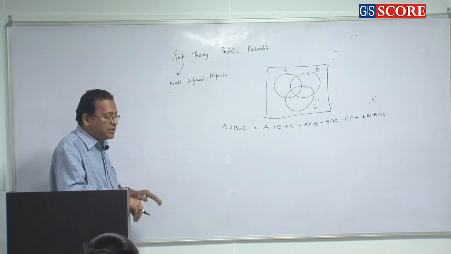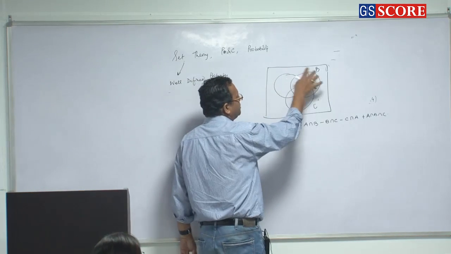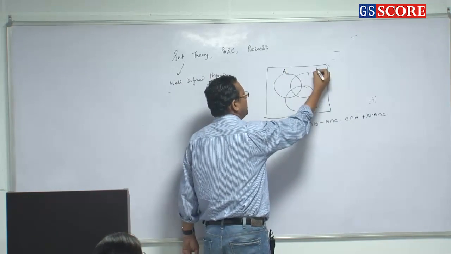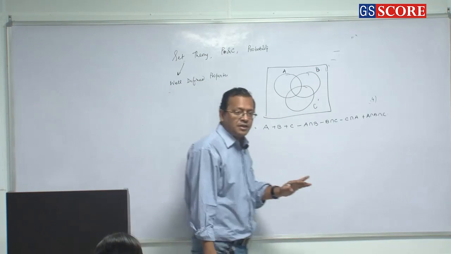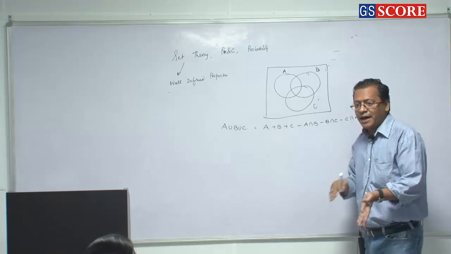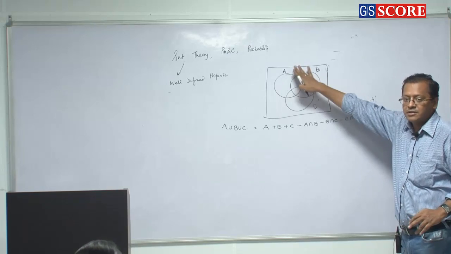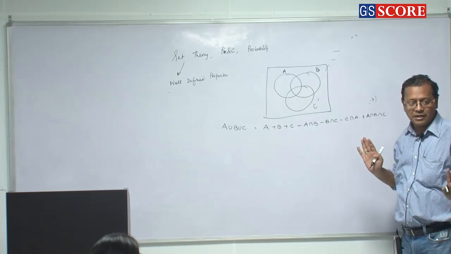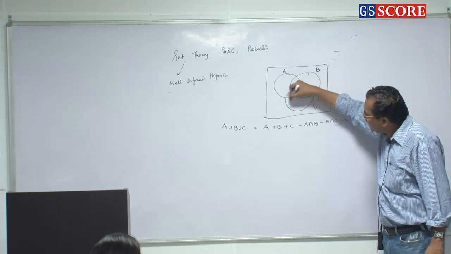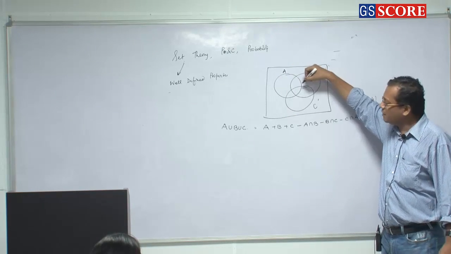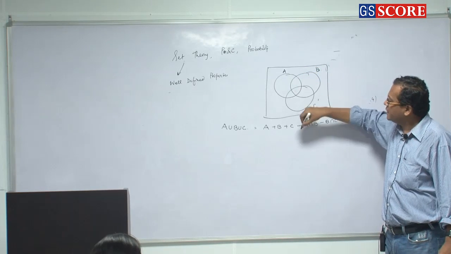Clear or not? So when I say A, I write the values to be, say, physics, or let it be A, B, C only for the time being. So A union B union C means the number of students passing in either A or B or C, that is, the value of this entire circle. When I say A, I mean the entire A, meaning only A, A and B only, A, B, C, and A and C only.